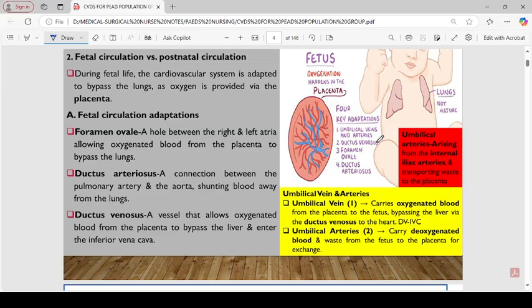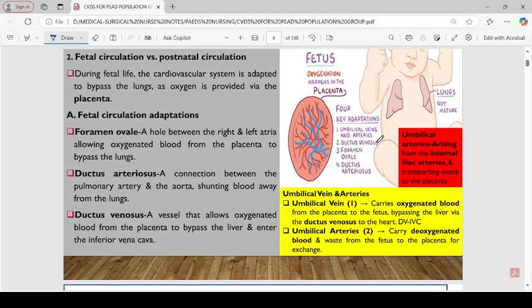We also need to remind ourselves about fetal circulation versus postnatal circulation. As you all know, during fetal life the cardiovascular system is adapted to bypass several vital organs, like the lungs. The role of the lung is to make sure that the blood is oxygenated, but in a fetus, oxygen is provided by the placenta, so there is no need for blood to get into the lungs. But we have some fetal circulation adaptations that facilitate bypassing of the lungs and the liver.